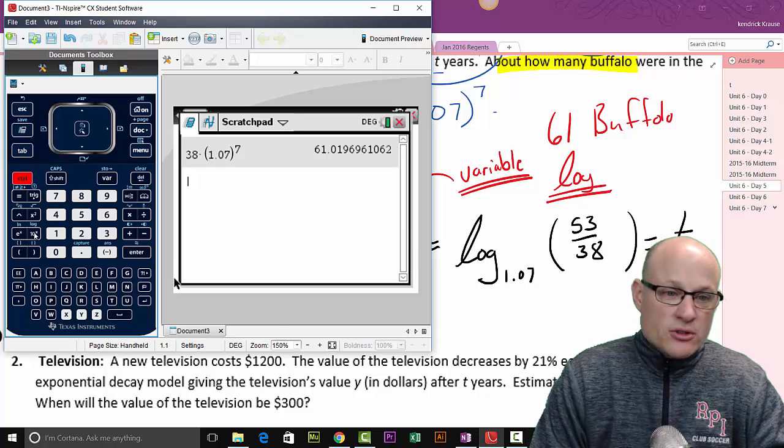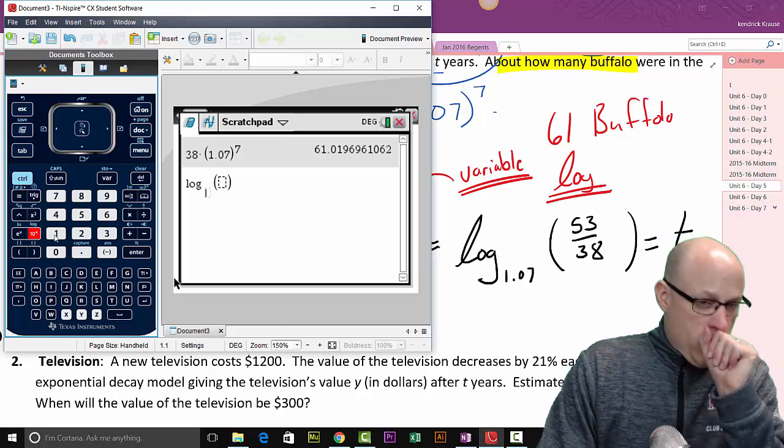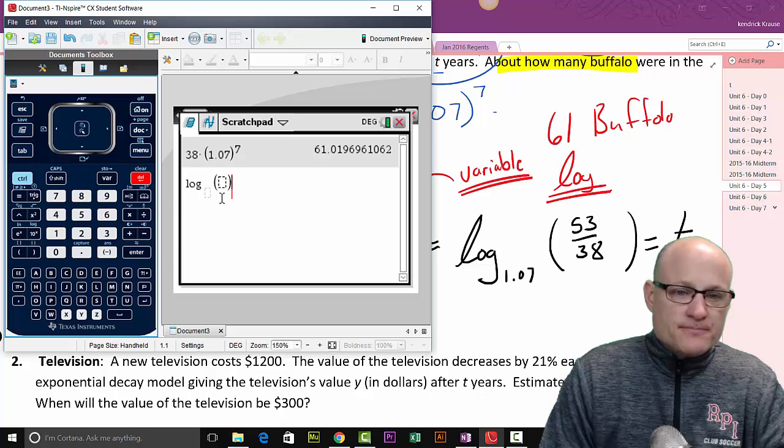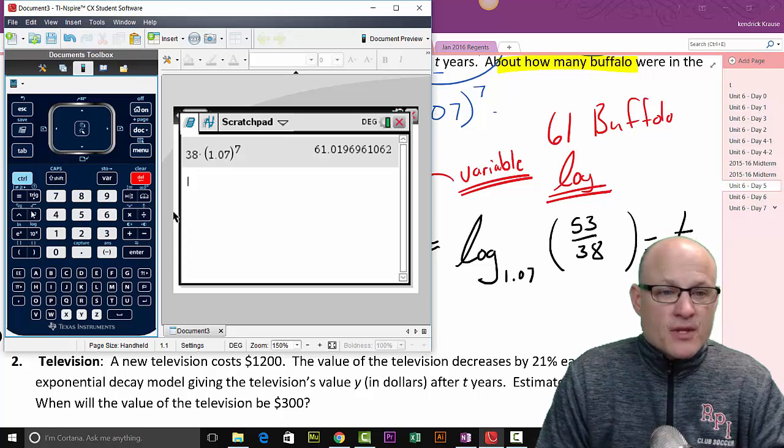So control log 1.0. I don't know why that does that. You tell me I don't need a computer.